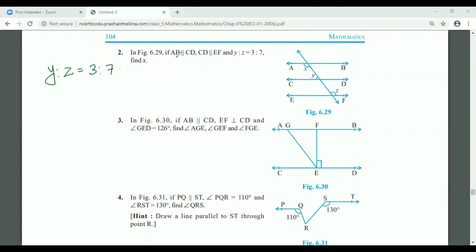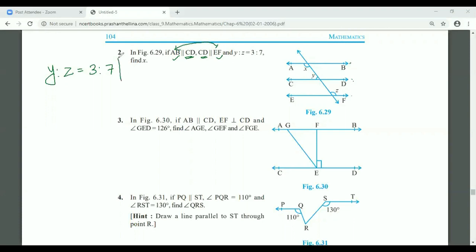The relation between lines is given as AB is parallel with CD and CD is parallel with EF. That means the first line is parallel with the second line, and the second line is parallel with the third line. So we have a property that if a line is parallel with two other lines, then those other two lines will also be parallel to each other. That means CD is parallel with both AB and EF, so AB and EF also will be parallel to each other.